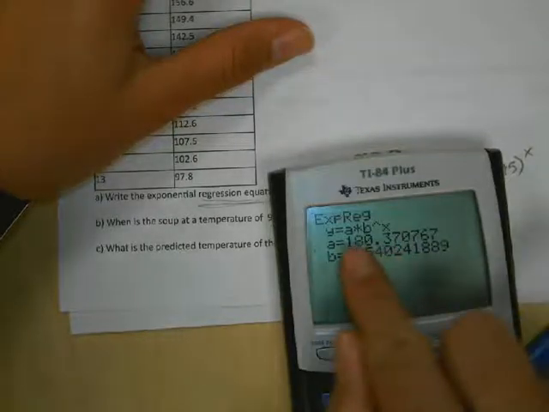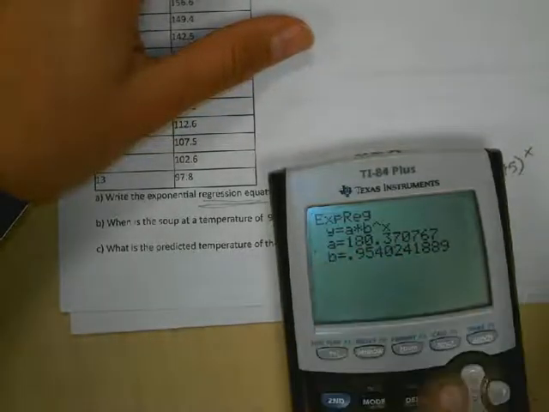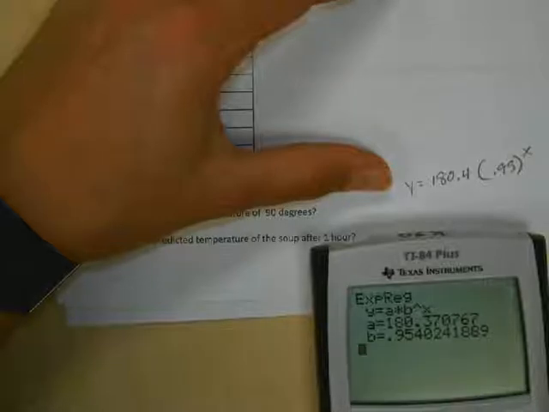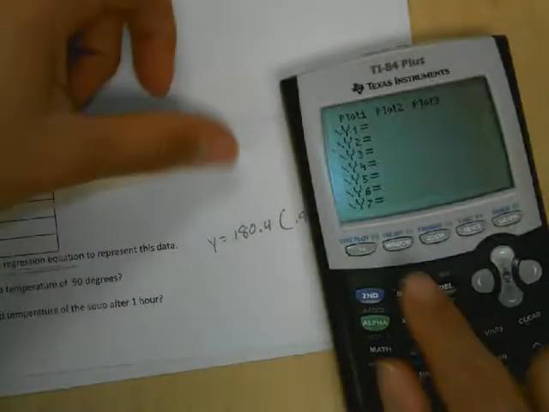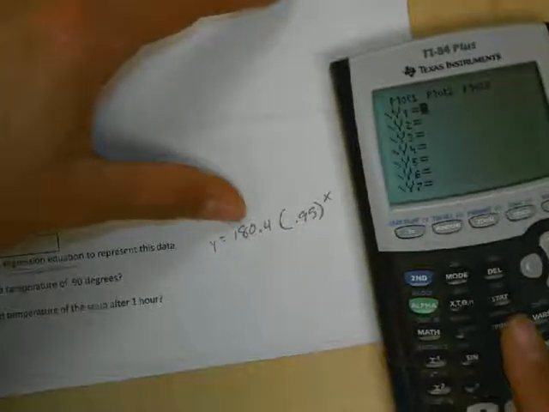The other option there is to plug this in my calculator, right? So I can make a y equals just by plugging that in. I'm going to go to the y equals button, and punch in that equation that I just made.